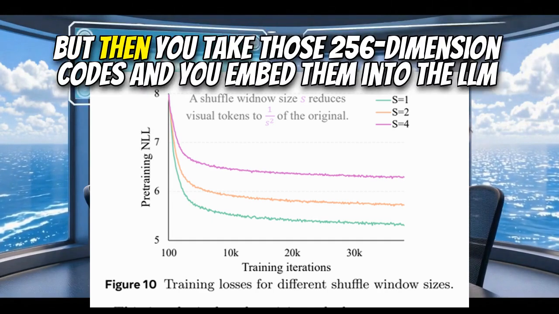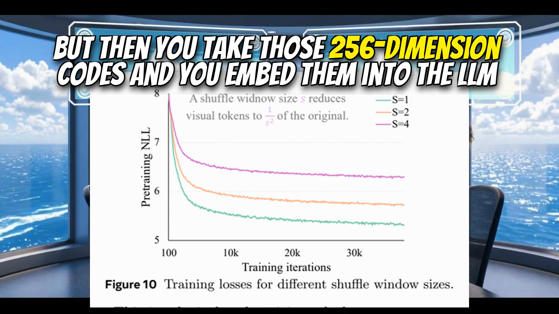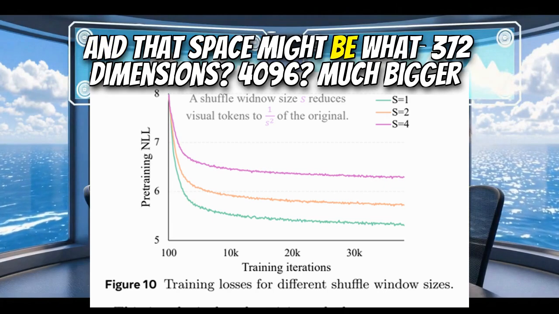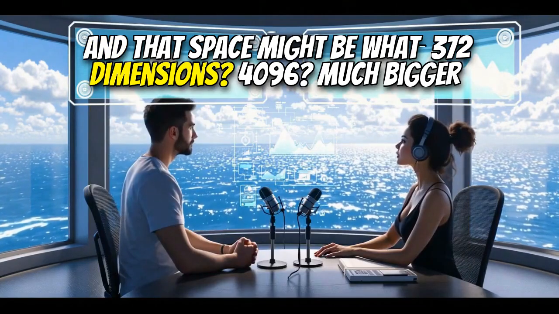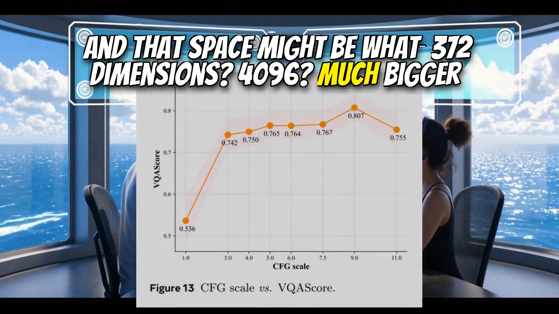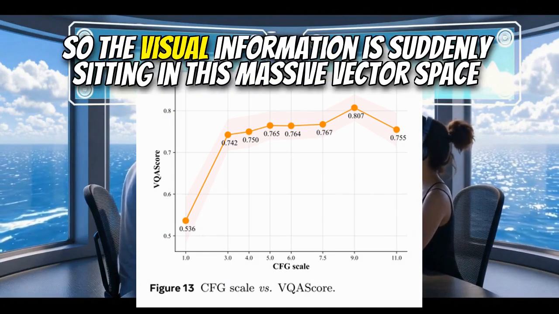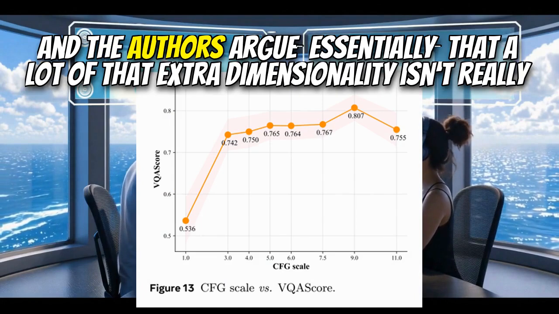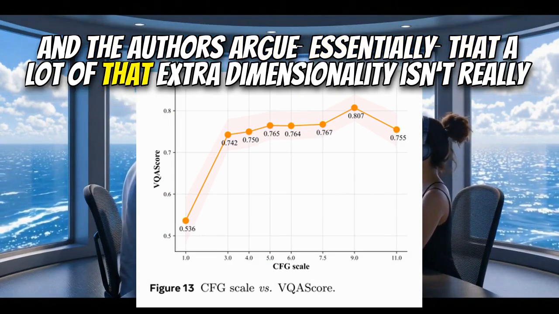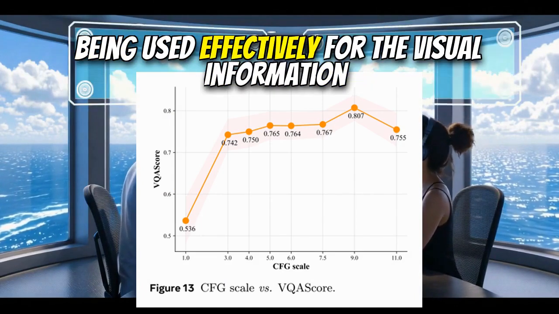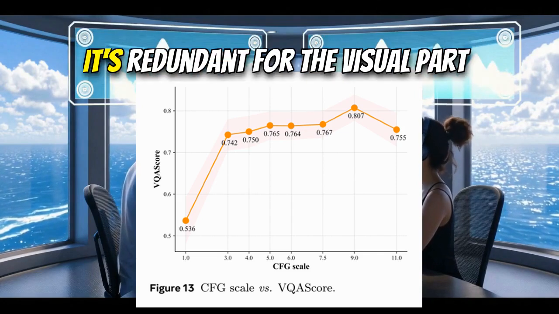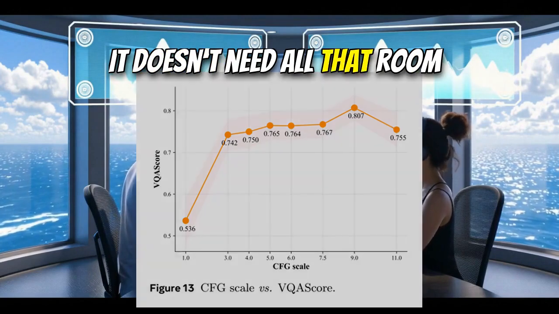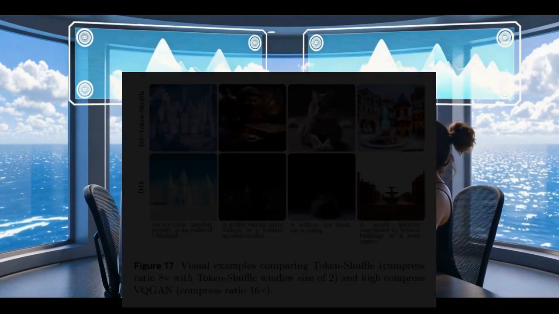Exactly. But then you take those 256-dimension codes and you embed them into the LLM space. And that space might be, what, 4096? Much bigger. So the visual information is suddenly sitting in this massive vector space. Right. And the authors argue that a lot of that extra dimensionality isn't really being used effectively for the visual information. It's redundant for the visual part. Like putting a golf ball in a shoebox. It doesn't need all that room. That's a perfect analogy.